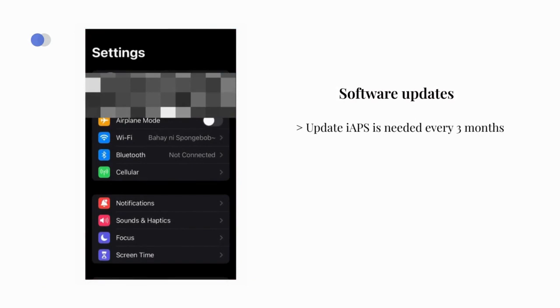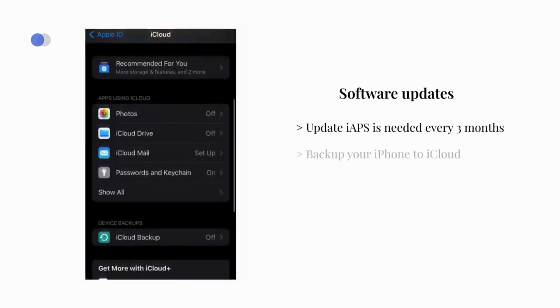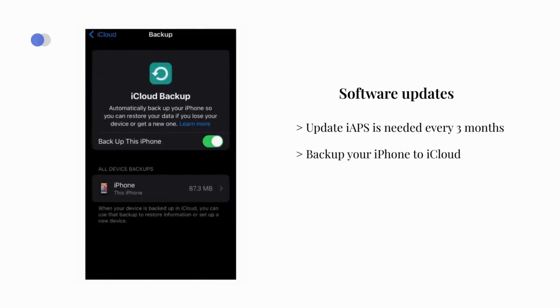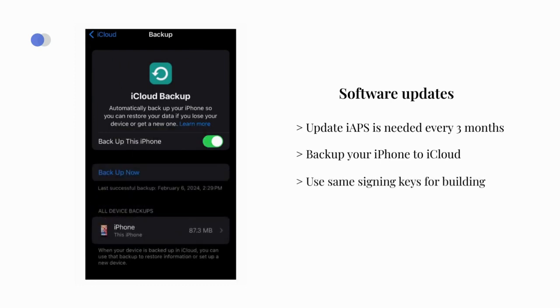Once every 3 months, you'll need to update your iAPS app. To update iAPS, follow these steps. It's good practice to back up your iPhone settings to iCloud. This way, all your settings of the iAPS will have a backup on iCloud. When building, keep the same signing keys as the previous installation.